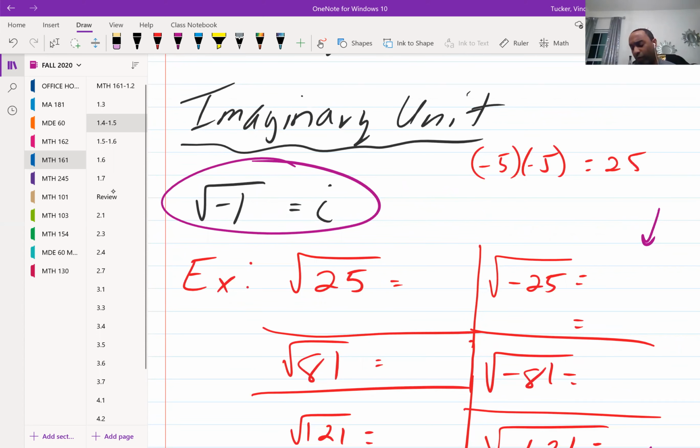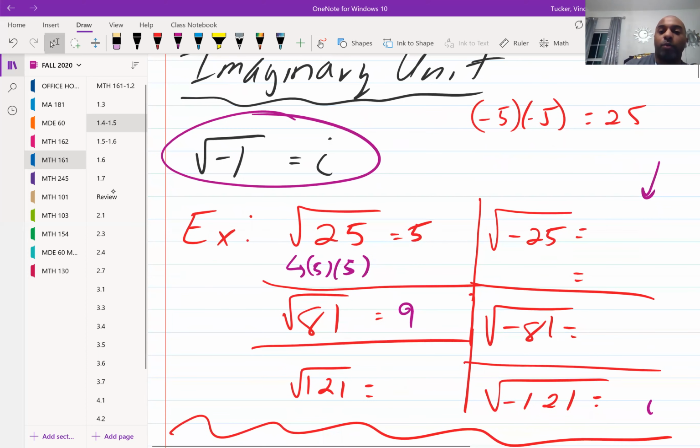So you cannot take the square root of a negative. Reason being, when you're looking at the square root of 25 or the square root of any number, you're asking yourself what times itself will give me the number that's under the radical. So the square root of 25 is 5, of course, because 5 times 5 is equal to 25. Same thing with the square root of 81, that's 9. And then the square root of 121 is 11.